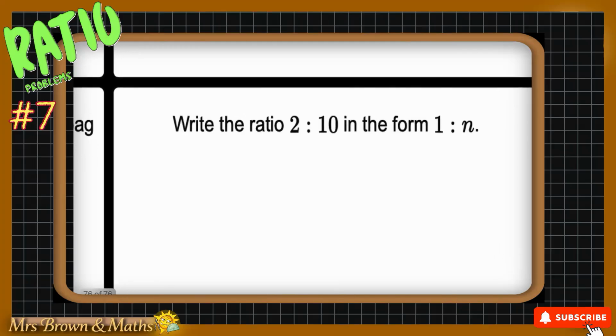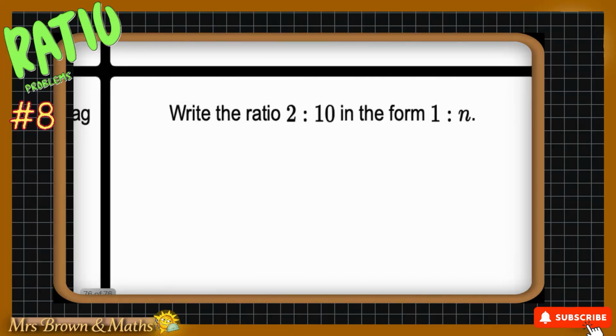1 mark exam question. Question 8. Write the ratio 2 to 10 in the form 1 to n. 1 goes first, so it's for 2, and n for 10. Right. How to get 1 from 2? Divide 2 by 2. It means 10 also should be divided by 2. That is the rule for ratios. So 10 divided by 2 is 5. Final answer is 1 to 5. In our case, n equals 5.